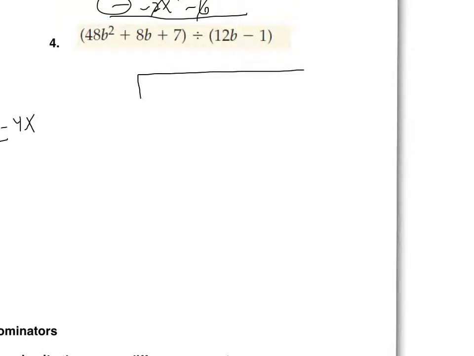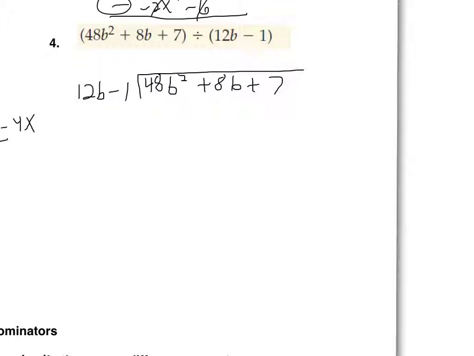Go ahead and make my division box. Does this one skip any terms? Well, we have 48b squared, 8b, and then just a number. No, it doesn't skip any. It doesn't have an x to the third or fourth, but that's okay, as long as the first term that you write down doesn't skip any as you go. And then we'll have 12b minus 1 on the outside.